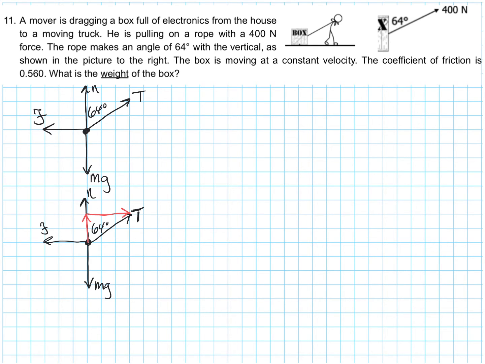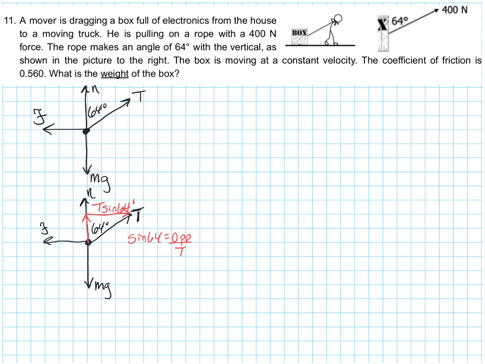Now I need to label these sides, so I'm looking at my trig functions. I know that the horizontal vector in this case is opposite the 64, so I'm going to use the sine function. Sine 64 is equal to the opposite side, which I'm looking for, over the hypotenuse, which is the tension. So the opposite side is going to be T times sine 64. So up here, I'll write T sine 64. I think I just said 54 by accident.